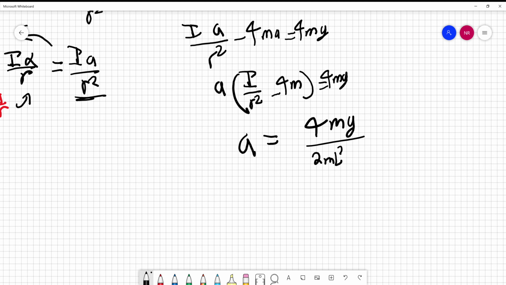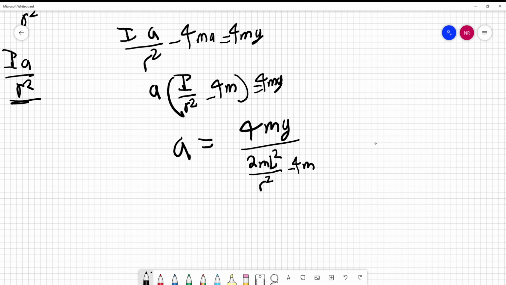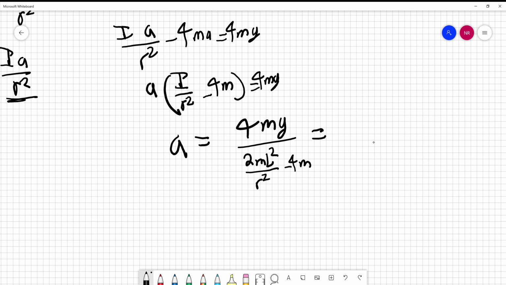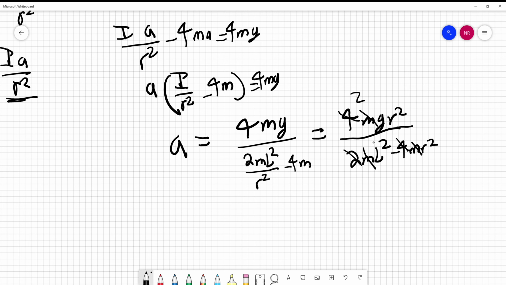2ml squared over r squared minus 4m. We can multiply the top and bottom by r squared just to make it look better. So 4mg r squared over 2ml squared minus 4m r squared. And we can cancel out the m from all of these. We can divide all three by 2, and we end up with 2gr squared over l squared minus 2r squared.